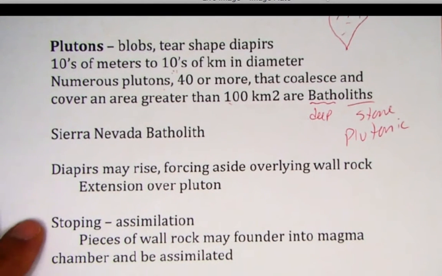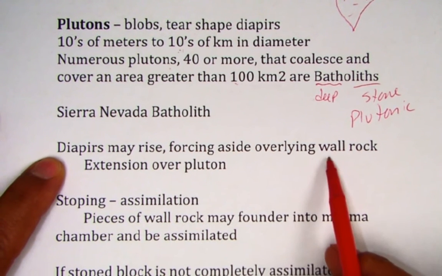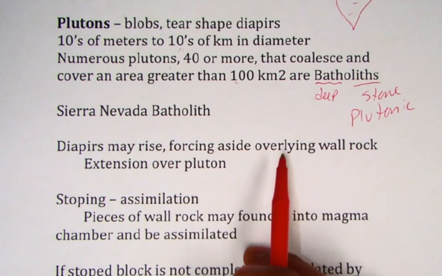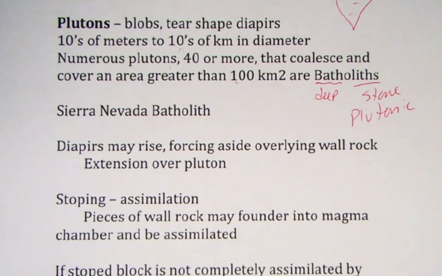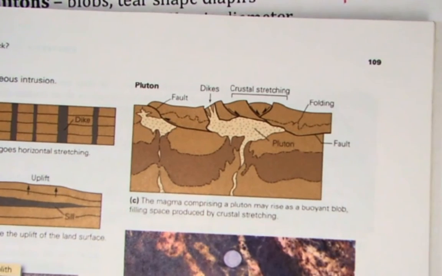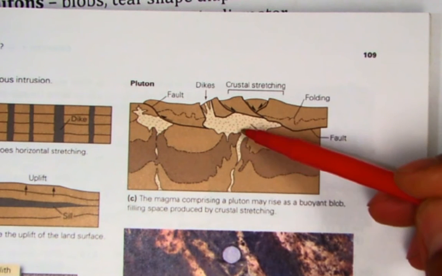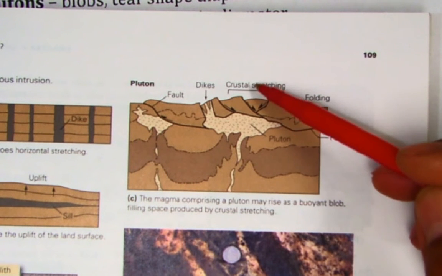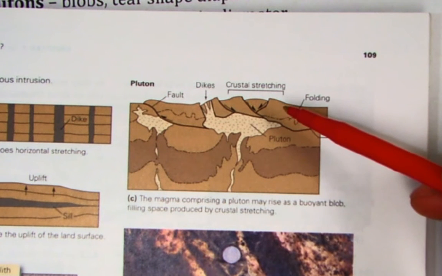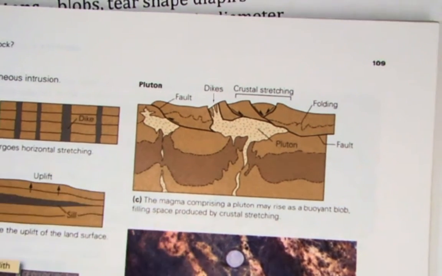And then remember, these diapirs may rise. They can force the overlying wall rock aside, and so that must mean there must be some extension, right? In fact, there's a diagram here showing some of that, and this is figure 4.11 in your book. So you can see that these plutons move up through the crust and they expand, and you might see some crustal extension as these diapirs or plutons are moving aside this magma or this existing country rock.